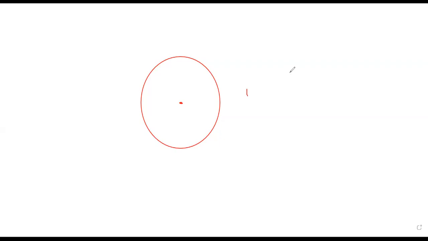Right, Afrit, you tell, what is the name of this line, boundary line? Circumference. Yeah, very good. It is called as circumference. What is the Tamil meaning of circumference? Paridhi. Yes, paridhi.